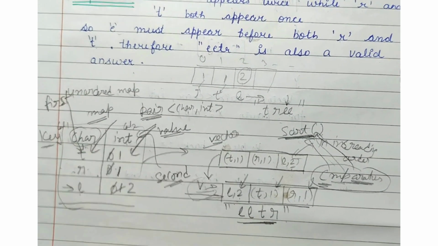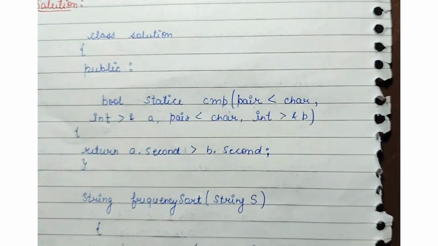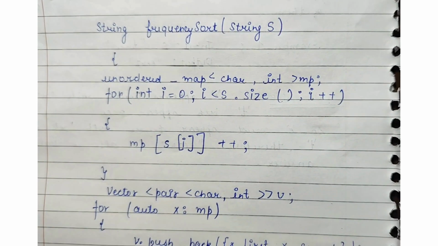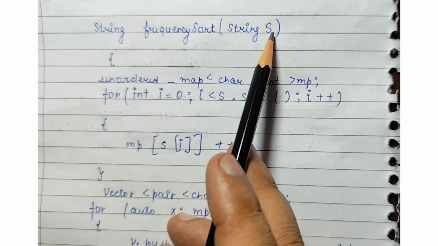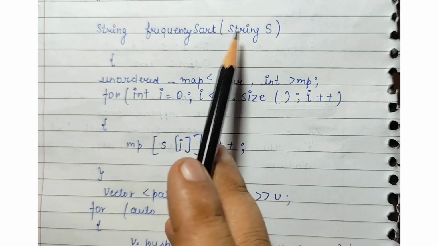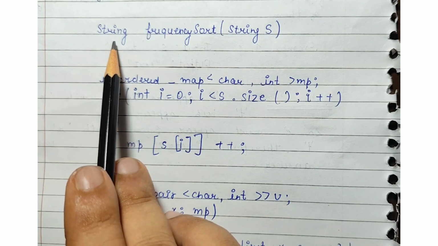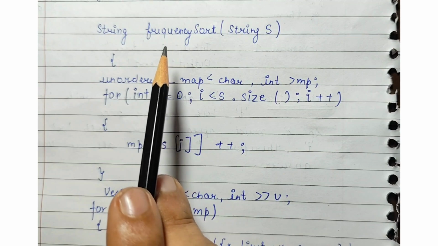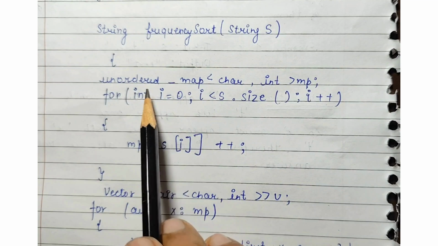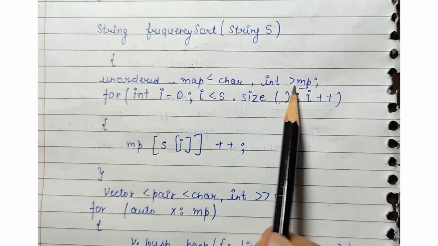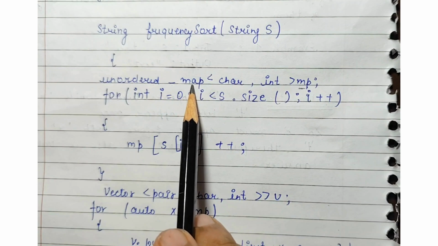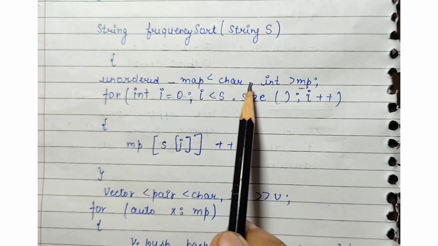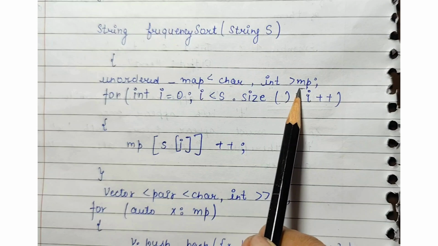So now we discuss the code. We have to complete this frequency sort function, which takes an input argument, and the return type is string because we have to return the string in decreasing order according to the frequency. First I declare a map variable. I write unordered_map, and this map is of char and int type. Char is my first column, int is my second column, and map is a variable.